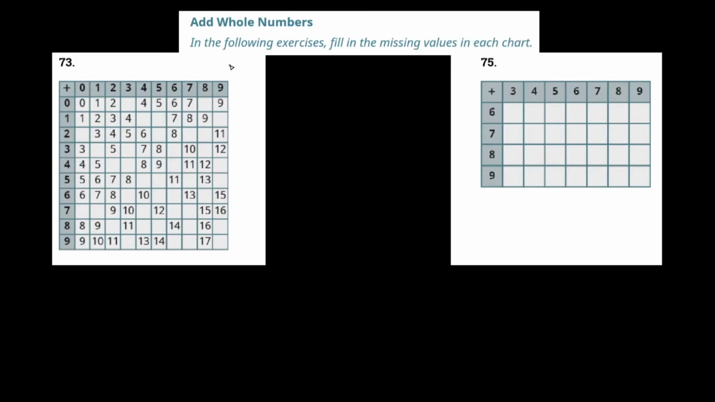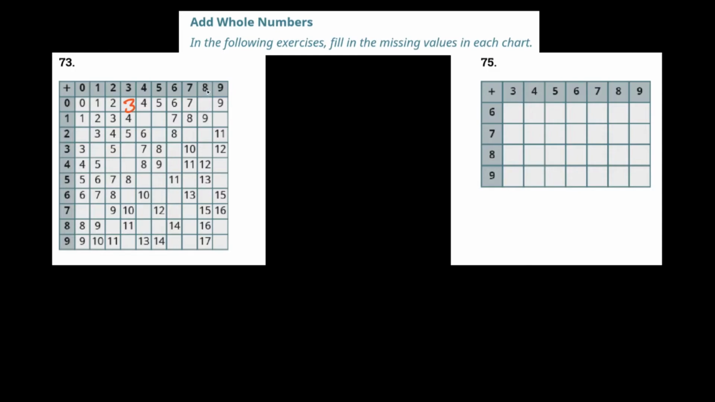So in these exercises, we're going to fill in the missing values in each chart. So here we have numbers listed up here on the top and on the side, and the operation is to add. So in order to find this missing blank right here, we add 3 plus 0. 3 plus 0 is 3.